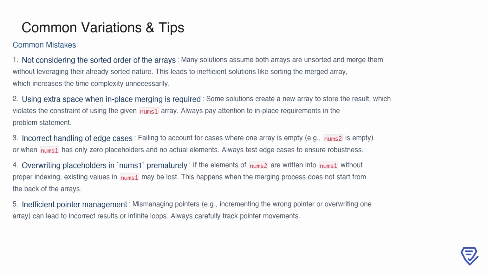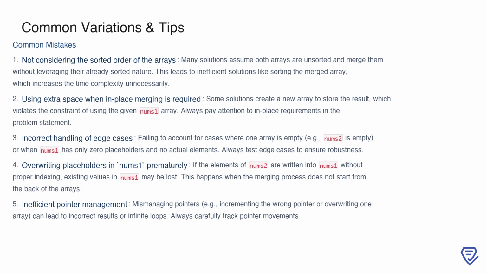When solving the merge sorted array problem, there are a few common mistakes to watch out for. First, some solutions overlook the fact that both arrays are already sorted. Instead of leveraging this property, they merge the arrays and then sort the result, which is inefficient and increases the time complexity unnecessarily. Another frequent mistake is using extra space when the problem specifically requires in-place merging. For example, creating a new array for the result violates the constraints and isn't allowed in this problem.